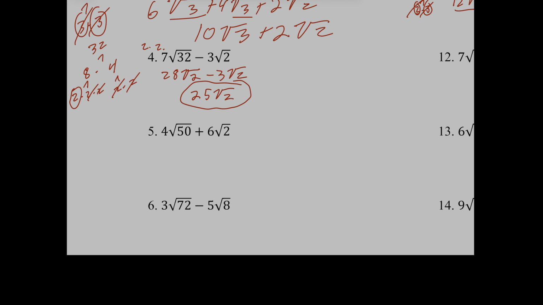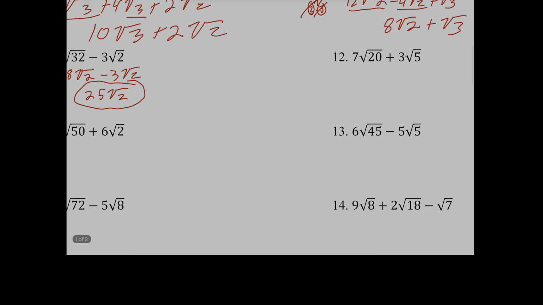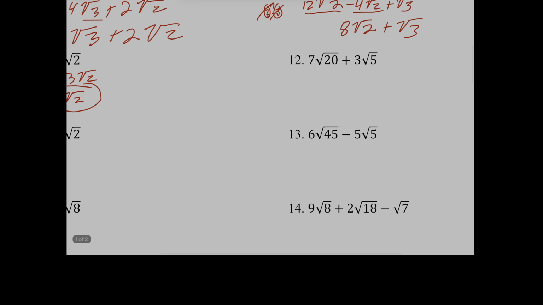So, have you guys seen a process yet now that we've done some of these? What you have to do is first simplify the radical. Once you simplify the radical, then everybody's in the simplified form, then you can see if you can add and subtract. I can't subtract this. I can't subtract a root 20 and a 5.